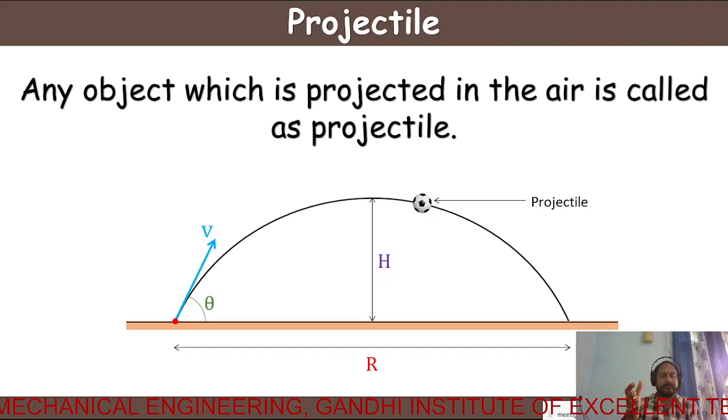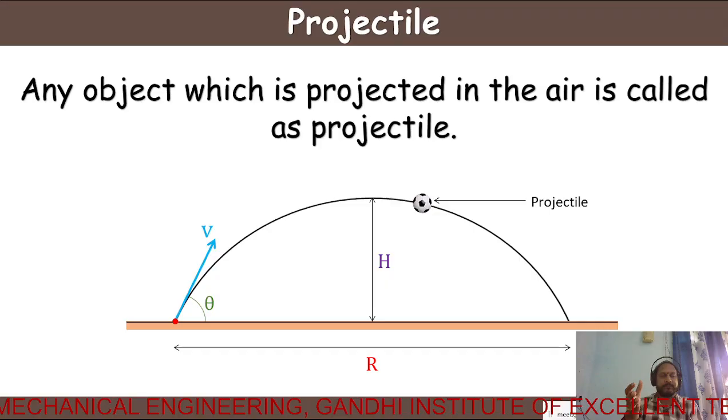Now, what is point of projection? Anyone? This red dot. Point of projection means that point where the object is projected in air. That starting point, where the object is projected in air, is called the point of projection.